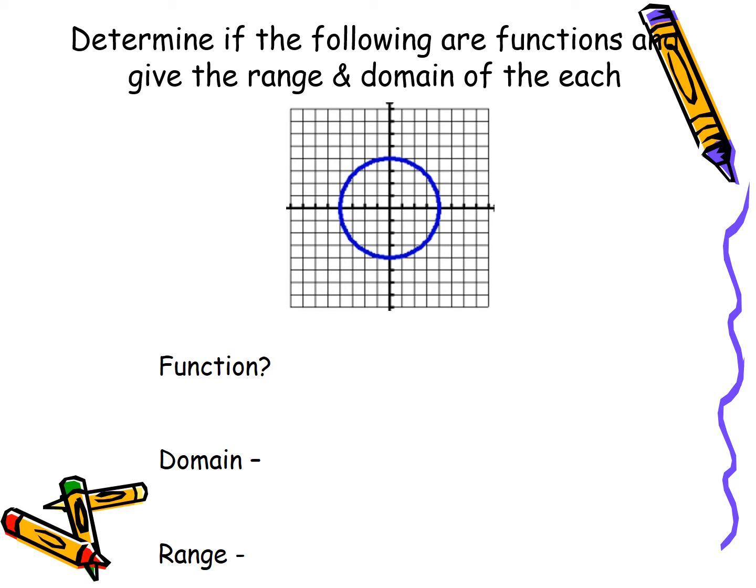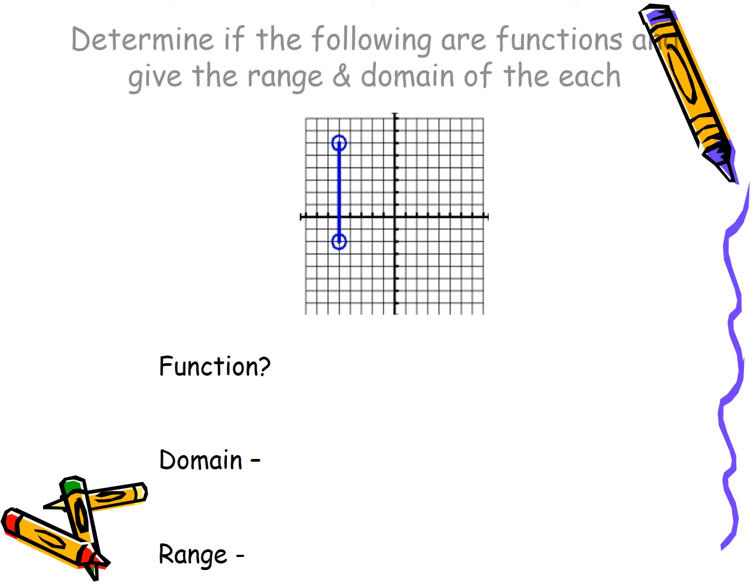Is this a function? No, because if you look at the vertical line itself, you can see it's hitting that graph twice. So we know that this is not a function. The domain looks like it goes from negative 4 to 4. And the range from negative 4 to 4. It's a circle. Last one.